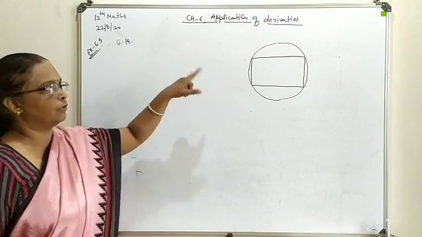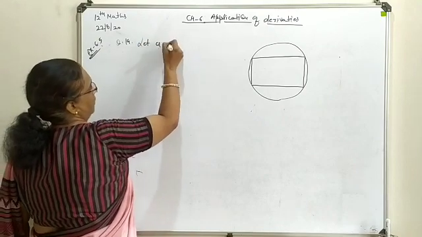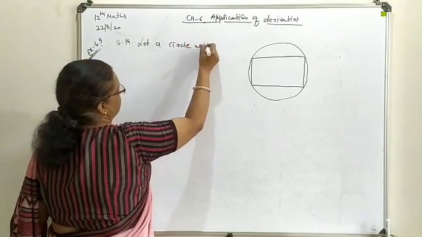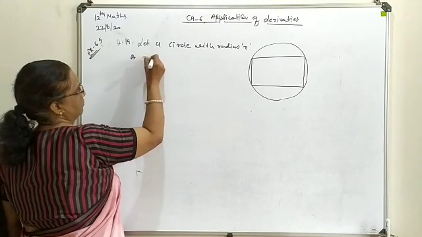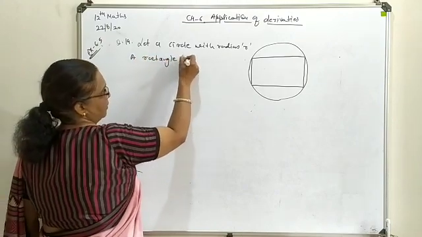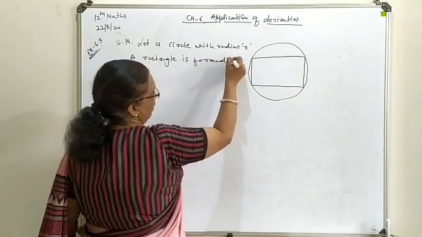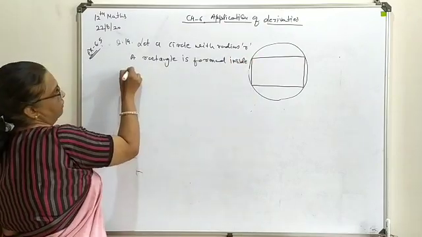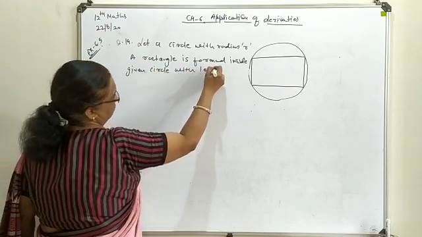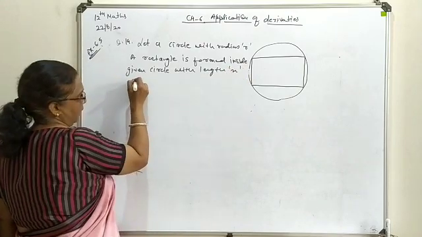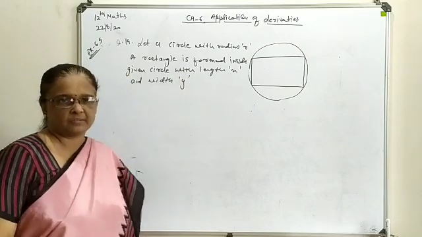Now here, first of all, we are going to form a circle with radius r. So let a circle with radius r, a rectangle is formed inside the given circle with length x and width y. So these all three parameters we have described here.